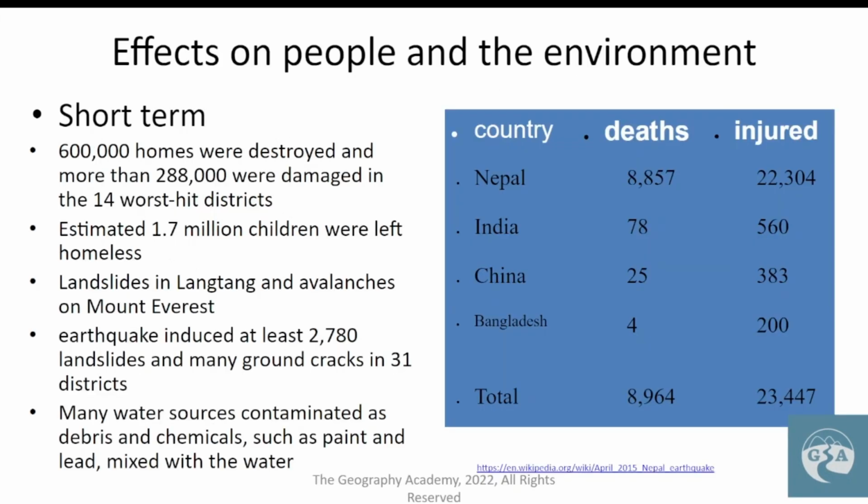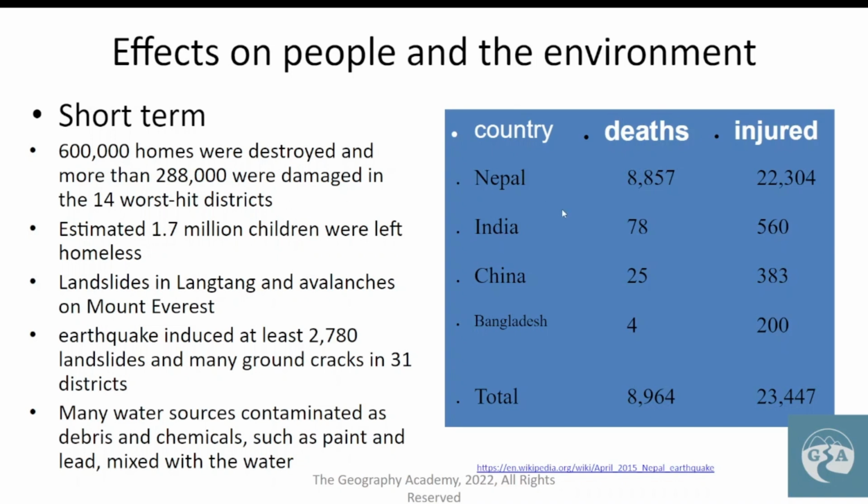Now the effects on people and the environment over the short term: we see that there were 600,000 homes destroyed and almost another 300,000 homes damaged. And this was in the 14 worst hit districts, especially in Kathmandu. So when you're looking at those areas that are damaged and still feeling aftershocks, this means it's almost 1 million homes that people cannot live in anymore, and they've been forced to leave because a lot of people wouldn't go back in with the aftershocks and the danger of the buildings collapsing later.